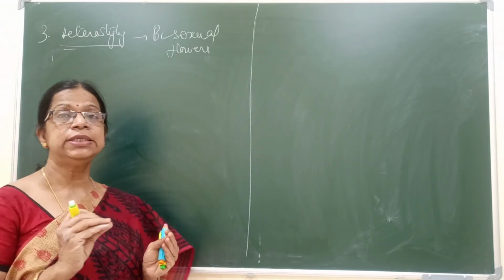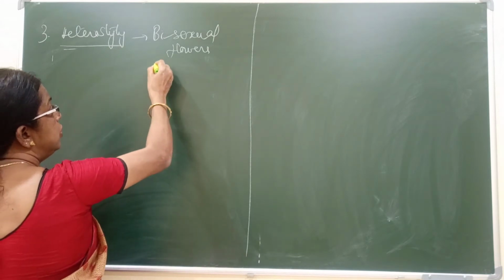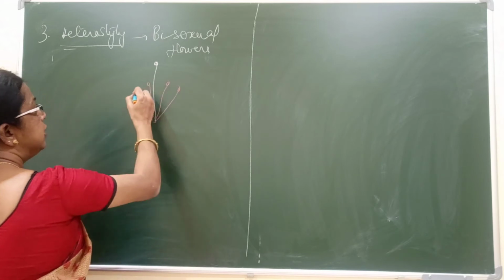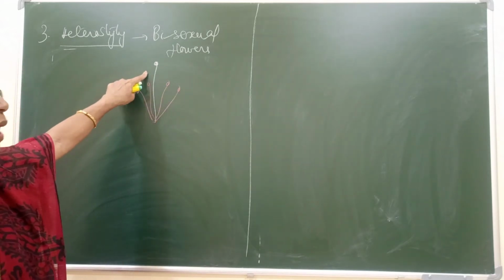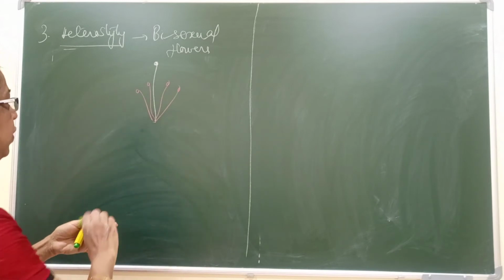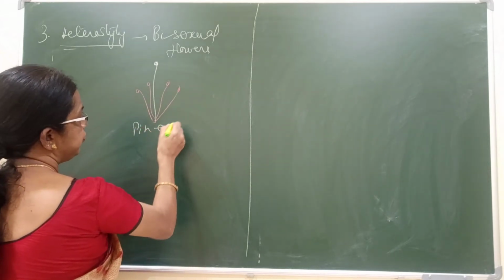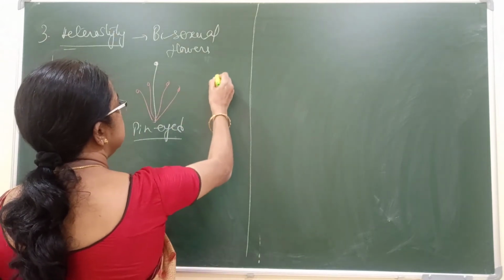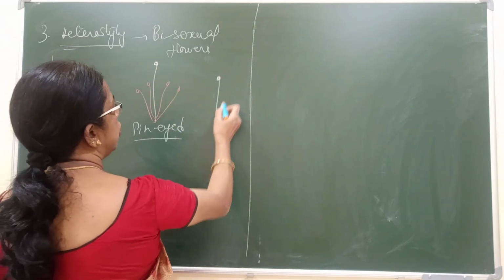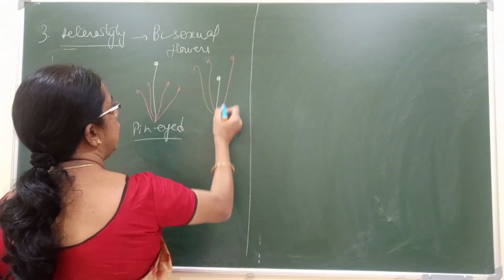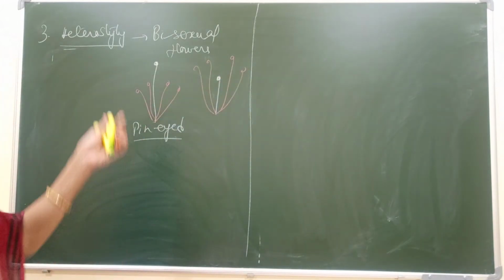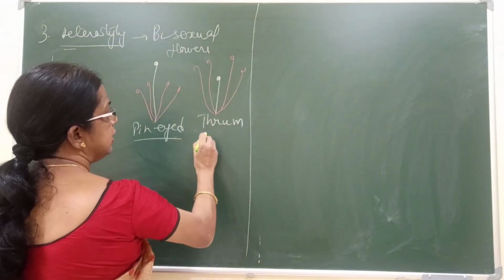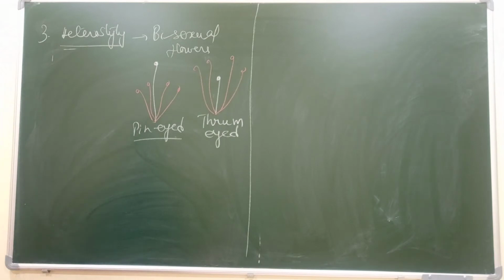In some flowers, the style may be very long and the stamens very short. Such flowers are called pin-eyed. In others, the stigma may be of very short length and the stamens longer. Such flowers are called thrum-eyed.